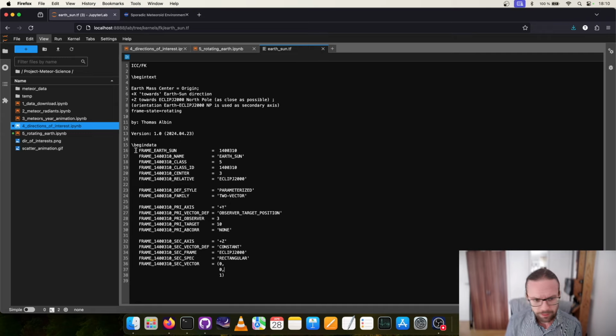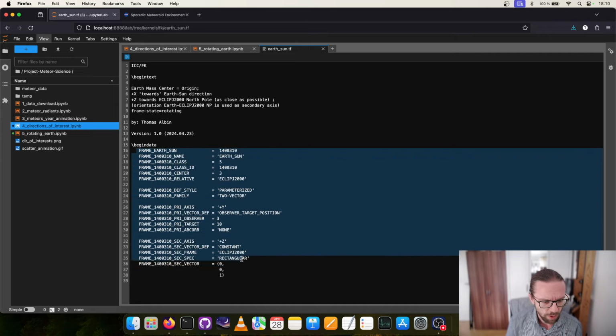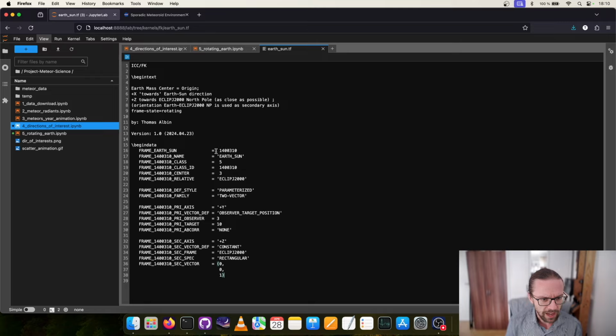We have a lot of different definitions here for our frame, and I just call the frame EARTH_SUN. I give it also some artificial number here, 1400 10 3 1 0. You can choose anything that's not already being used, and it is a coordinate system that has the ecliptic J2000 as a reference system. Cool. Now, how do we define it? We define it using two vectors.